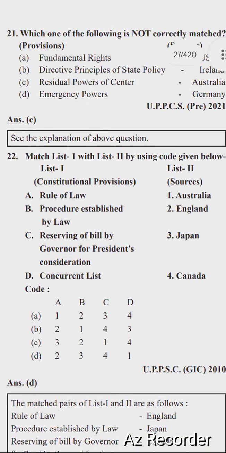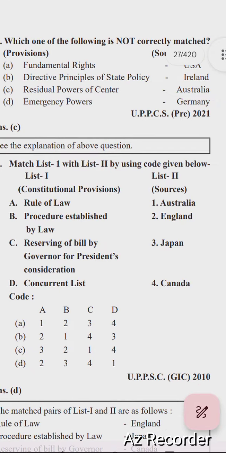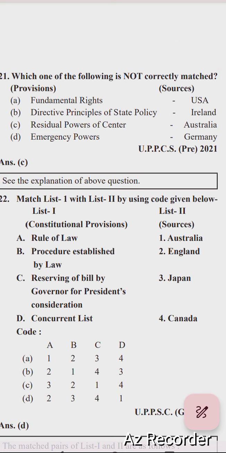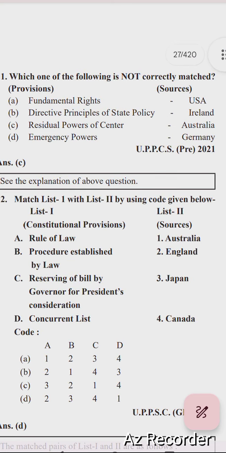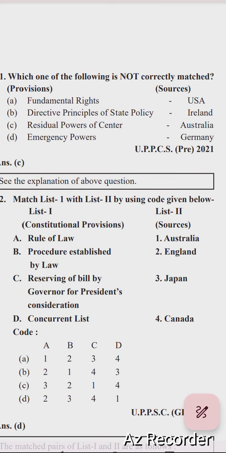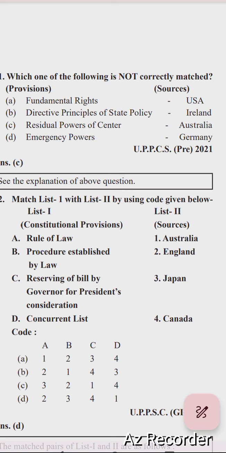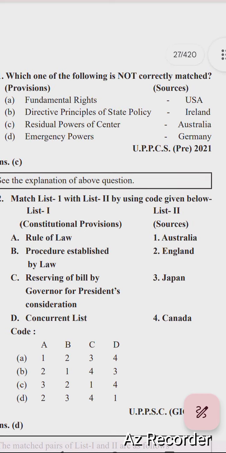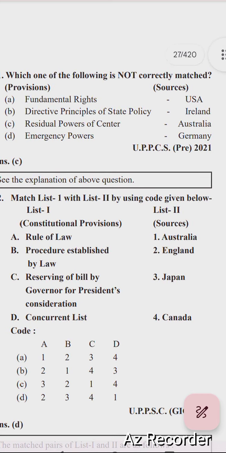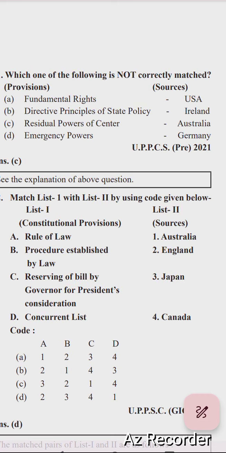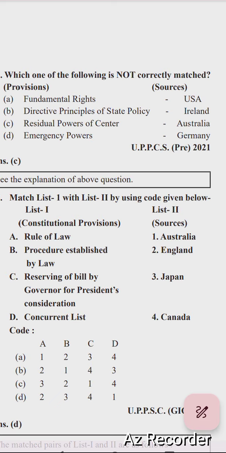So next question is, which one of the following is not correctly matched? Provision and source: fundamental rights, USA; directive principle of state policy, Ireland; residual power of center, Australia; and emergency provisions, emergency power, Germany. Right option is option number C. Residual power is not related to Australia, so right option is option number C. Fundamental rights relate to USA, directive principles are sourced from Ireland, and the emergency provisions are sourced from Germany. So all three are right, but C is not right, so C is the correct answer.